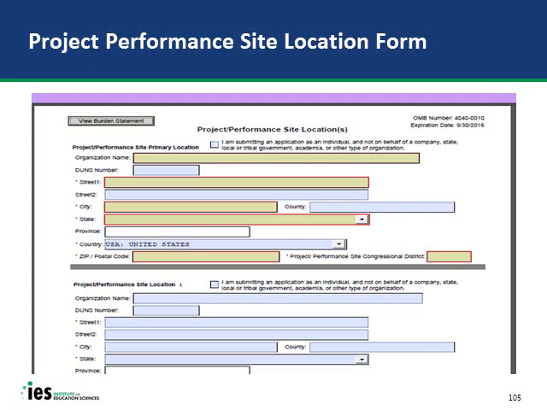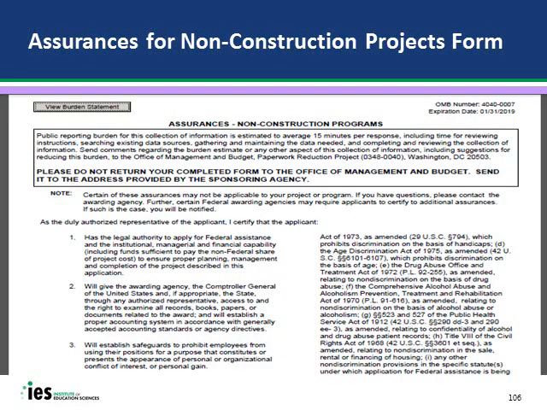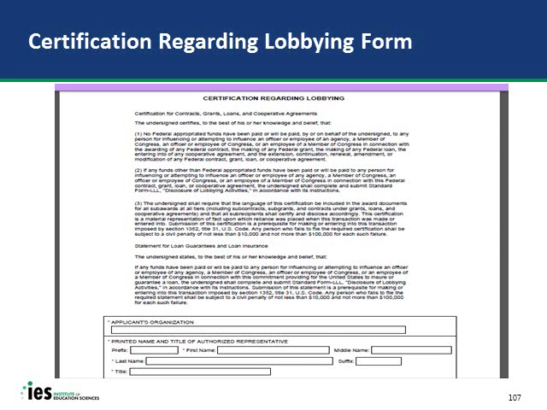This is the Project Performance Site Location form, shown on slide. This is the Assurances for Non-Construction Projects form, shown on slide. This is the Grants.gov Lobbying form, formerly the Ed Combined Assurance form, shown on slide.